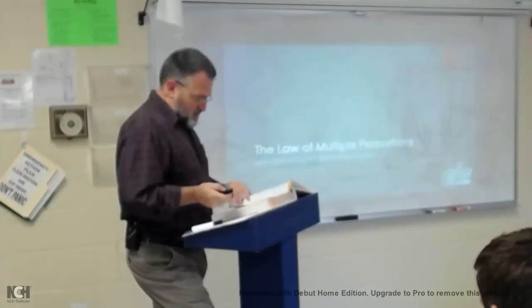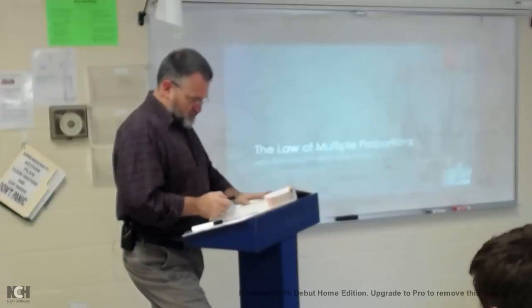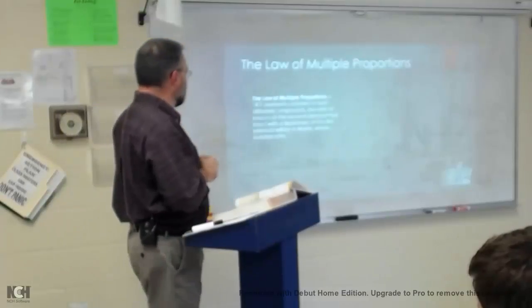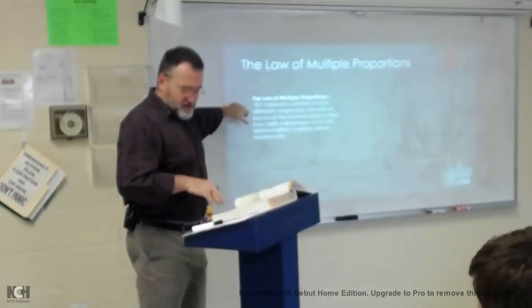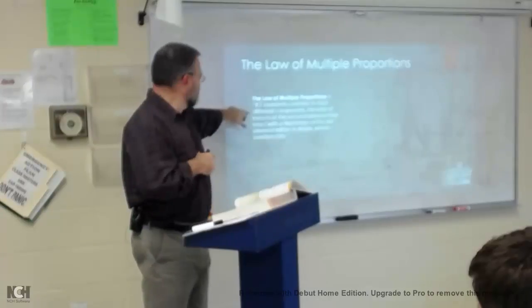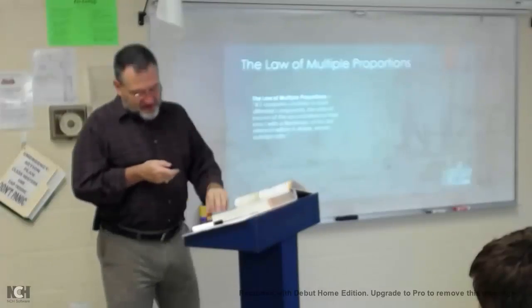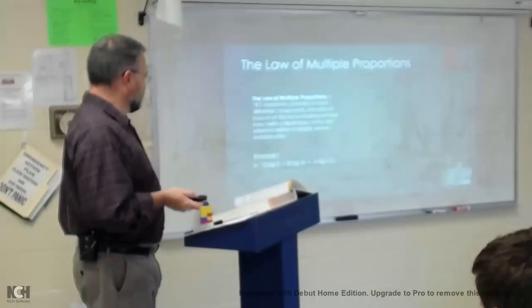Then we got into, or starting today rather, the law of multiple proportions. The law of multiple proportions says that if 2 elements combine to form different compounds, and this is written on the bottom of page 57 in your book, the ratio of masses of the second element that react with a fixed mass of the first element will be a simple whole number ratio. I understand that might be a little complicated. We'll give you an example to explain what that means.